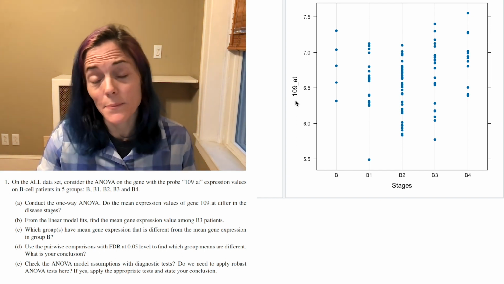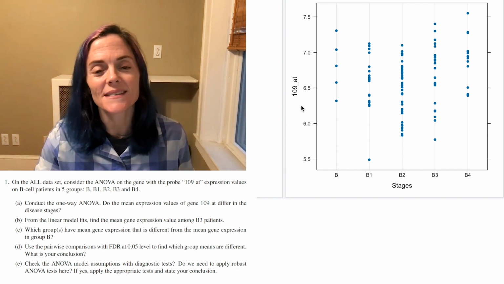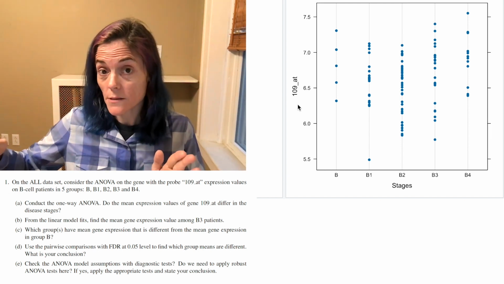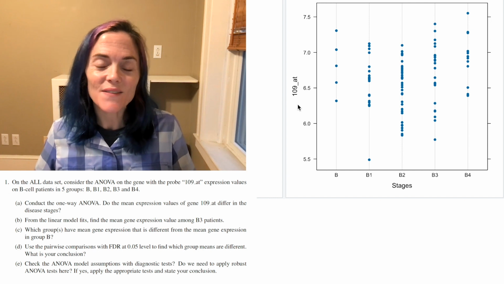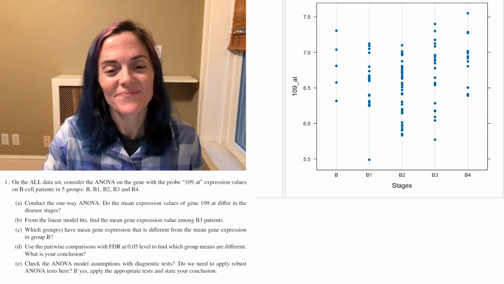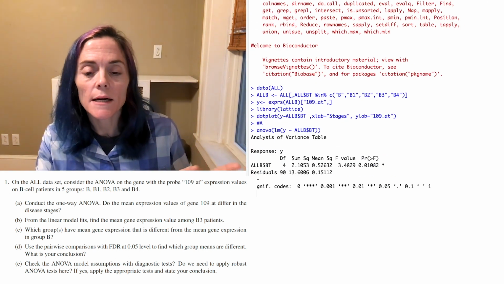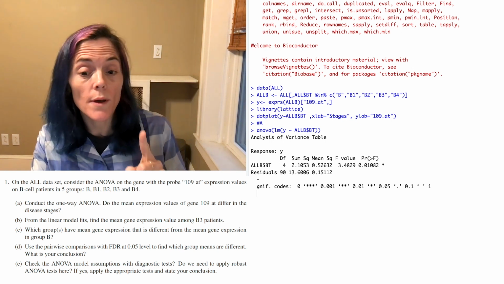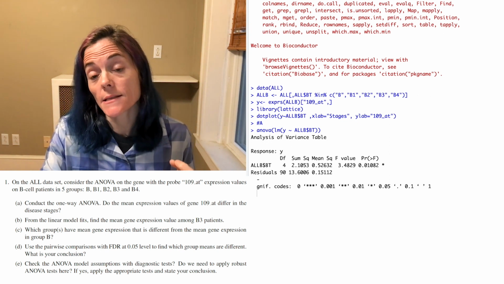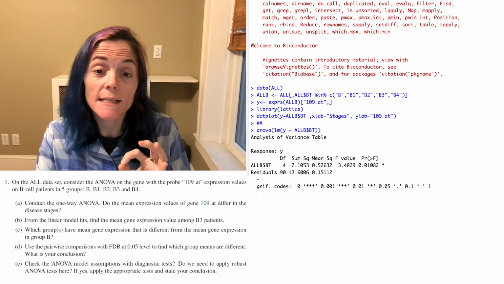The question is, does the mean gene expression differ among the 5 groups? In the one-way ANOVA, we know the null hypothesis is that all 5 means are equal. And the alternative is there is some difference in the mean gene expression values. Letter A. Here we see the ANOVA. You notice the p-value is 0.01082. If we use a significance level of 0.05, we would reject H0.